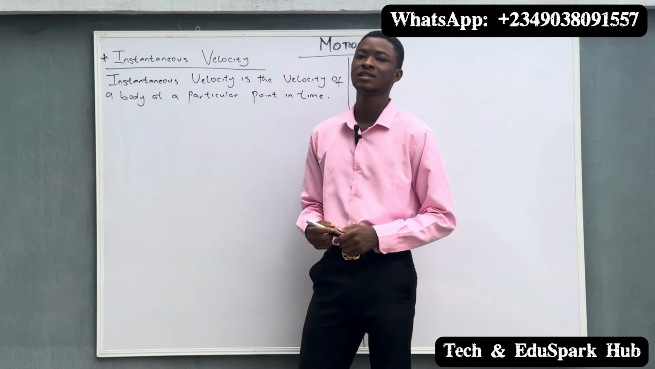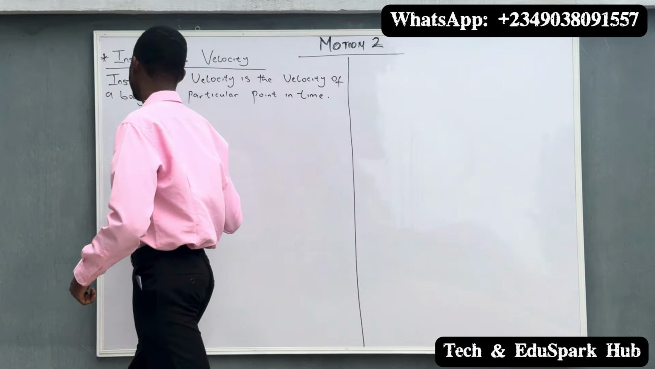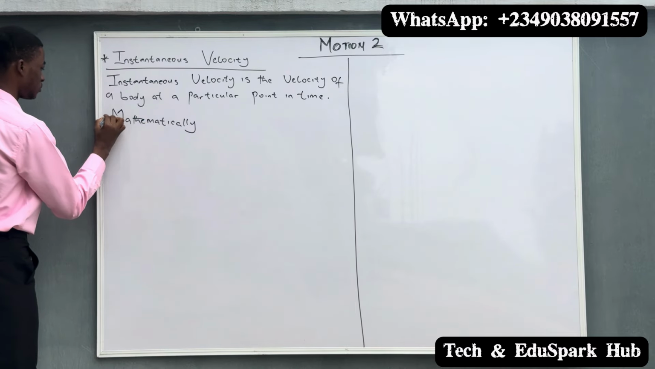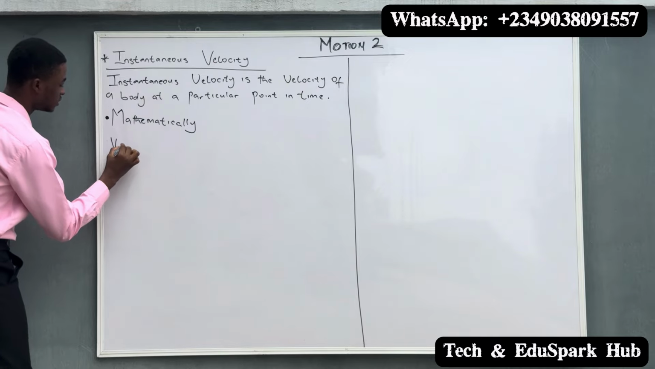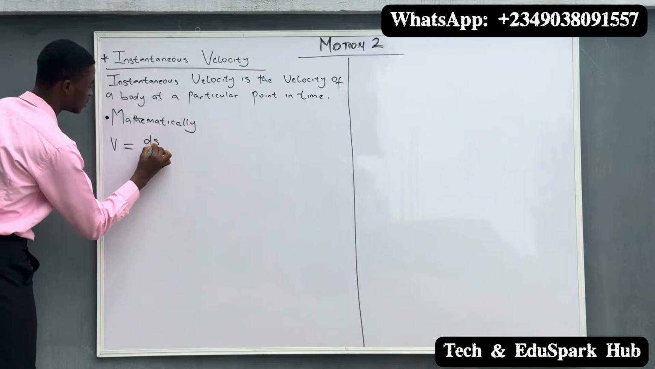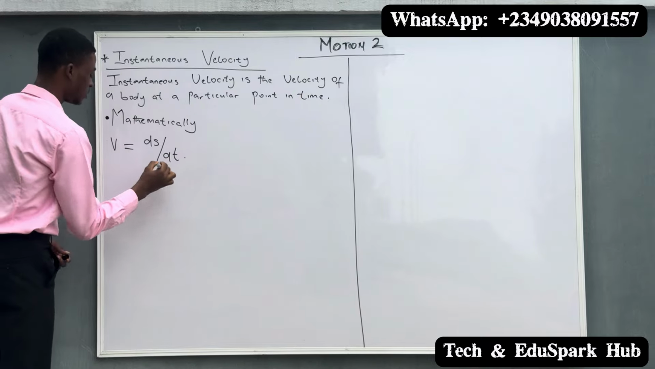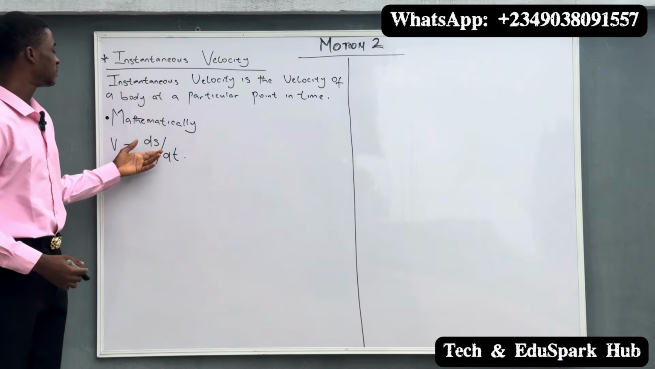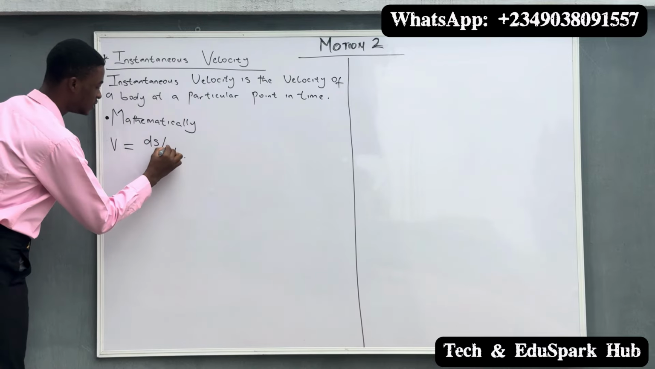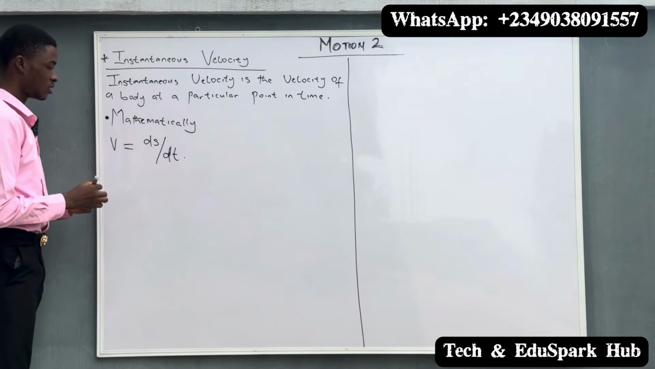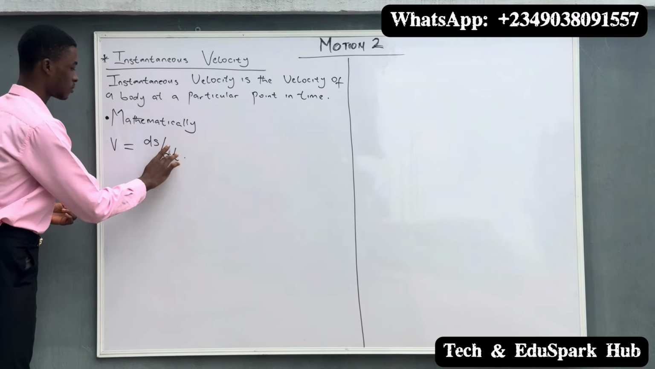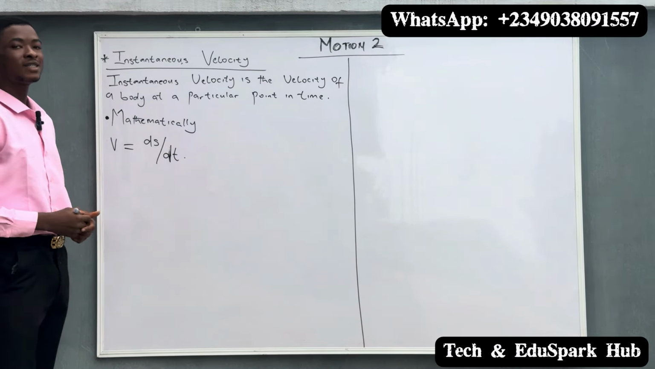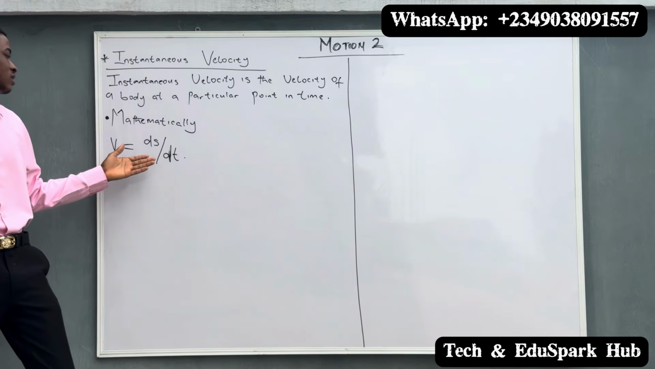This instantaneous velocity can be represented mathematically. So we have the mathematical representation: the instantaneous velocity is equal to ds over dt. What this means is that the instantaneous velocity is equal to the change in displacement over change in time. This d is just like a differentiation. So the instantaneous velocity is given as change in displacement over change in time.